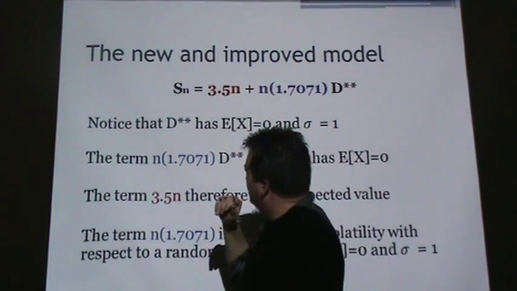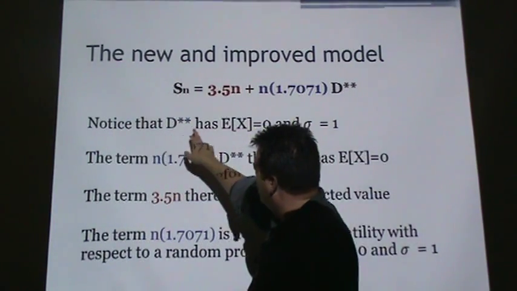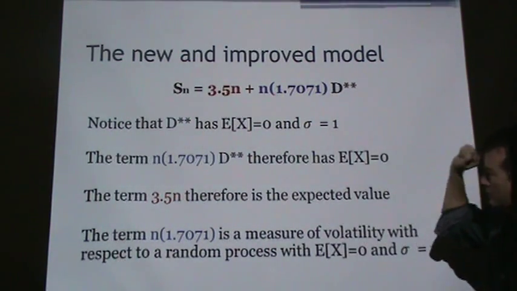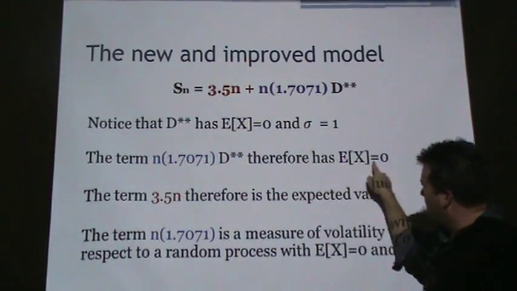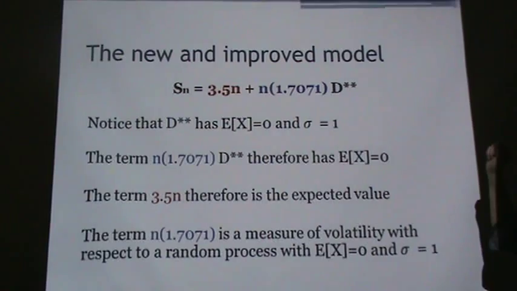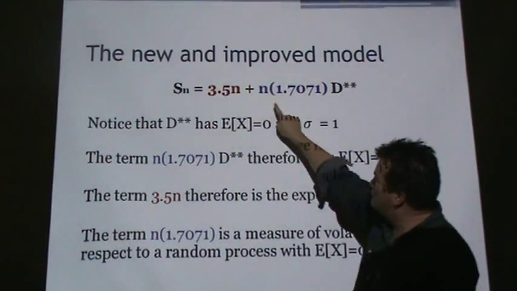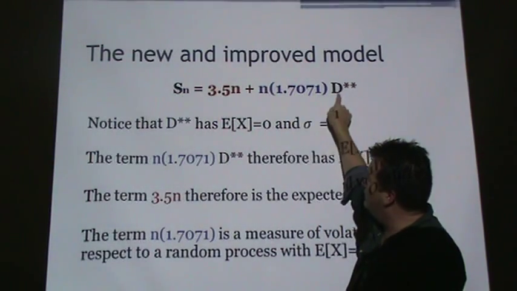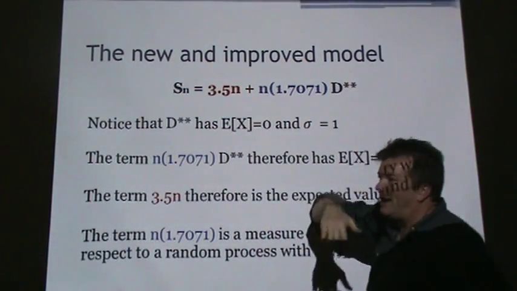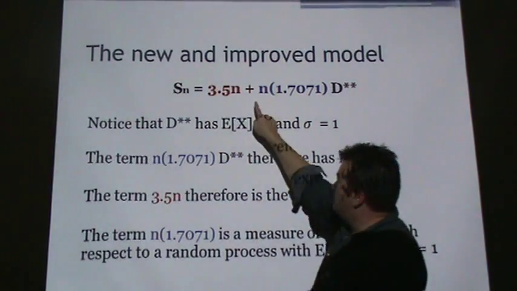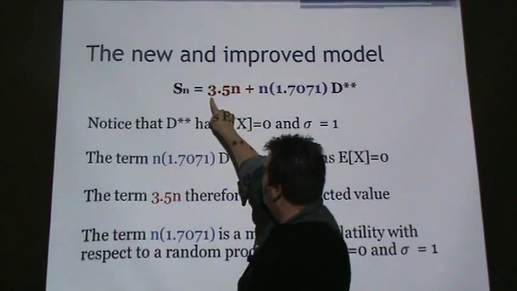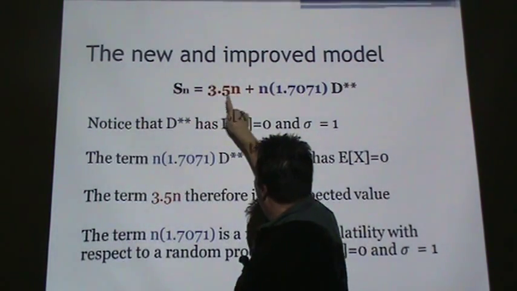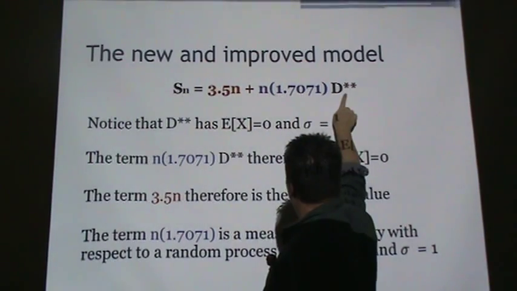So this term, let's see what we have here. Notice that D star has an expected value of 0 and sigma of 1. This term, therefore, has an expected value of 0. The term 3.5n is therefore the expected value. So this contributes nothing to the expected value. This term actually contributes just to how much it varies. This term is the only term that tells us anything about the expected value, because whatever the expected value of this is will be unaffected by this. This has an expected value of 0.